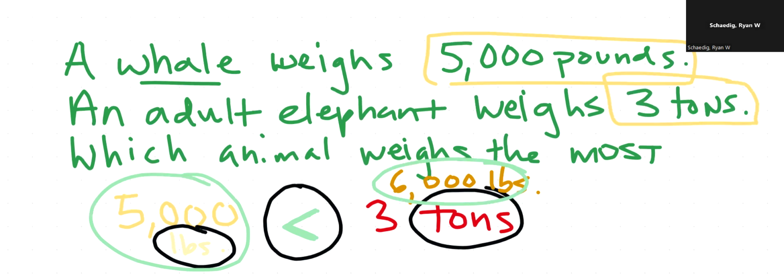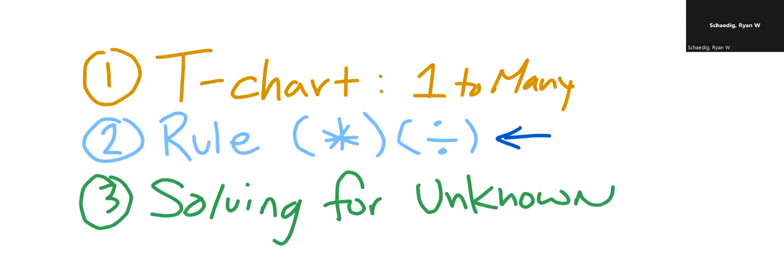I hope what you get out of this today is that it doesn't matter what our units of measurement are. What matters is having the system. If we have a system like building a T-chart, finding the one-to-many, establishing our rule, and then solving for the unknown, you're going to get it every time. It shouldn't change what unit of measurement you're converting. That's why mixer was the theme today.